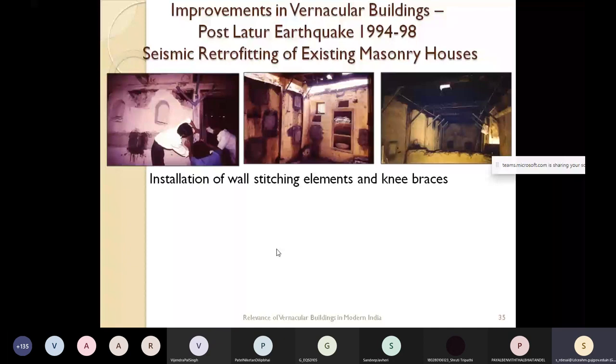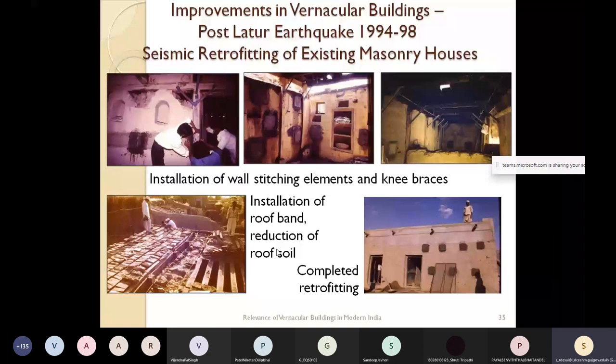So retrofitting is one way to rebuild their confidence, and one way to prevent the demolition of these wonderful houses that people are living in. Simple measures were done, and we managed to work with 150 households and retrofit them using their own money. And this was done with Professor Arya's guidance.